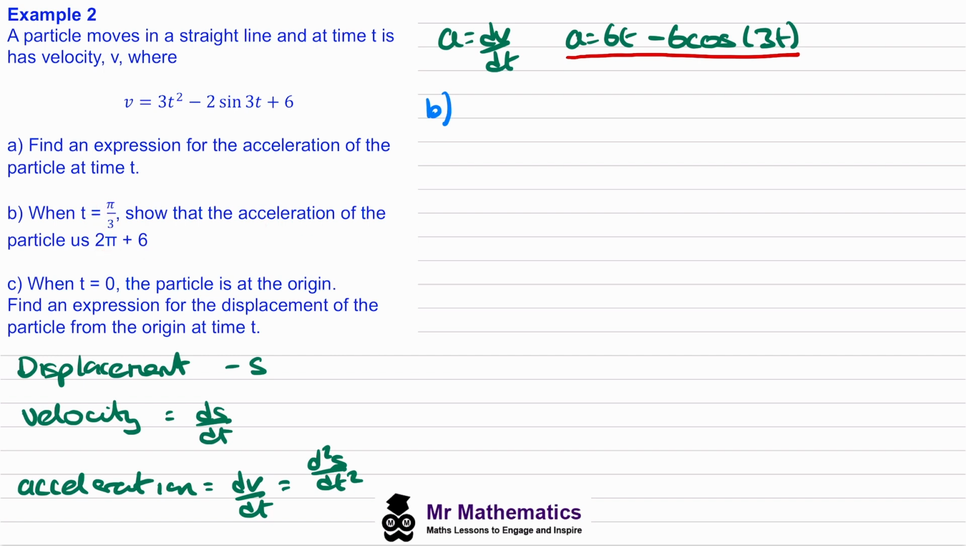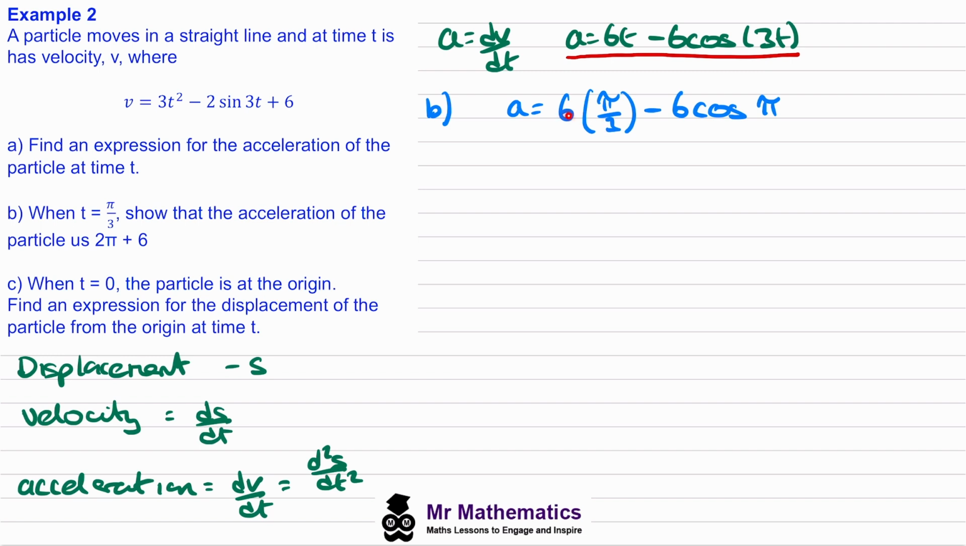So all we need to do is substitute pi over 3 into our t value here. So A will be 6 lots of pi over 3 minus 6 cos. And when you substitute pi over 3 into here, the division and the multiplication of 3 will cancel. So this will just become 6 cos pi.